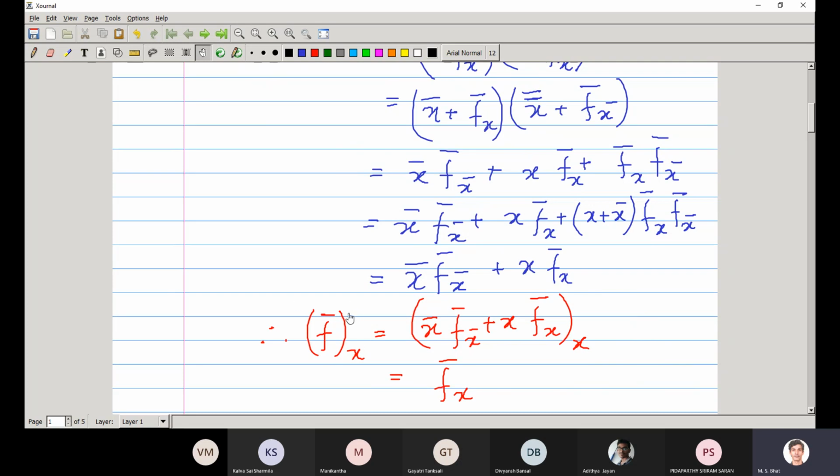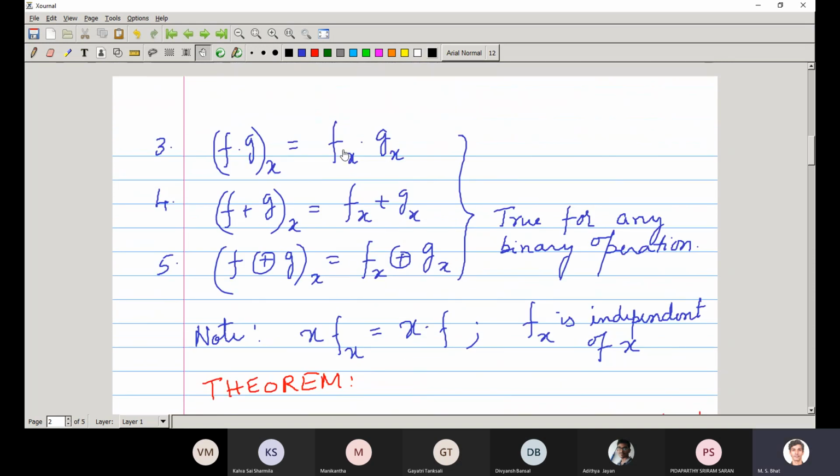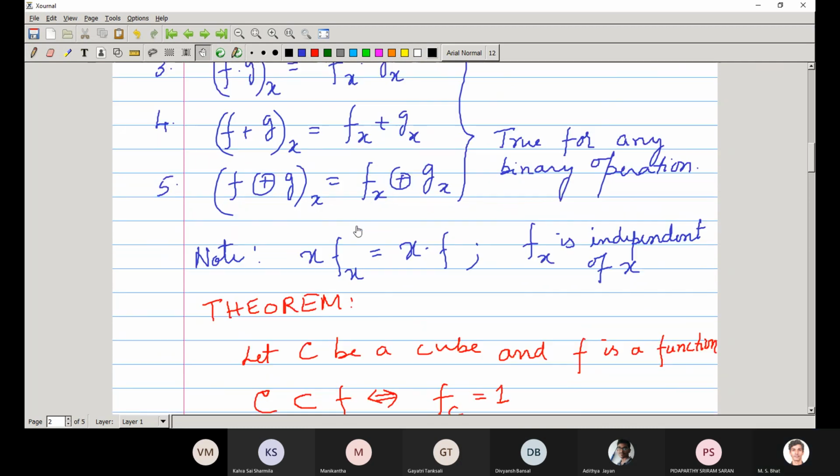Now, if I take the cofactor of this complement function with respect to x, it is the same as taking the complement of the cofactor of this with respect to x. That gives me this second term, f x bar. So the cofactor of the complement of the function is the same as the complement of the cofactor. That is what this theorem says. Then these three things we have seen earlier. This is true for any binary operation.